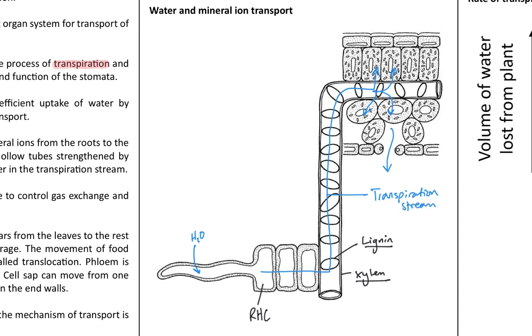Also in the roots, it takes in mineral ions. There's two you need to know at GCSE. There's nitrate ions, plus there's magnesium ions. Those are both ions. And they enter the cell via active transport. So this is active transport.